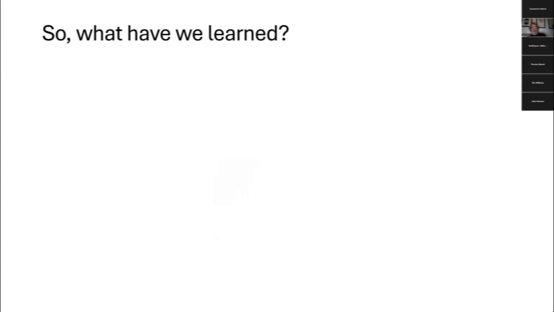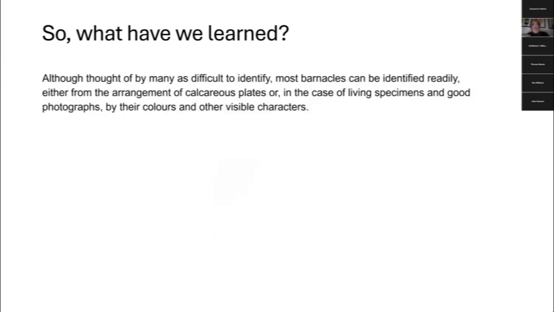So that's basically it. I've come to the end of going through barnacles. What have we learned? I'd like to think that although barnacles are thought of by many of us as tricky to identify, in fact I've been finding that most barnacles should be possible to identify pretty readily, either from the arrangement of their plates or, in the case of living specimens and good photos, by their colors and other visible characters. At least I hope that's what I've shown.